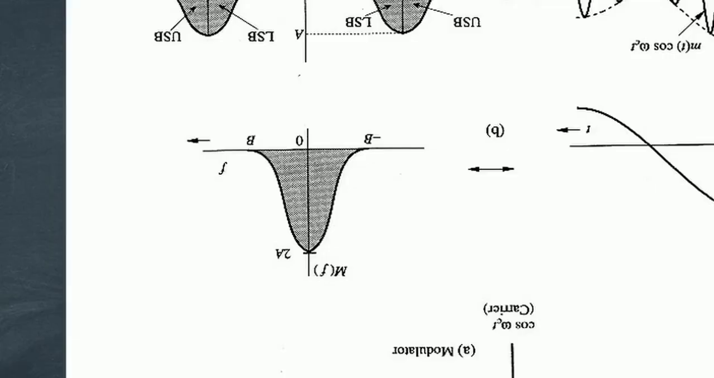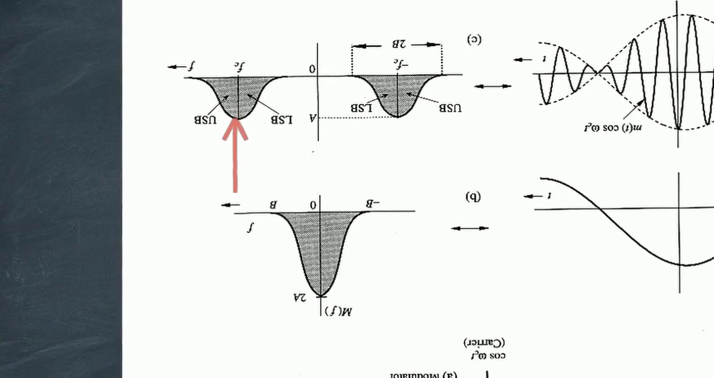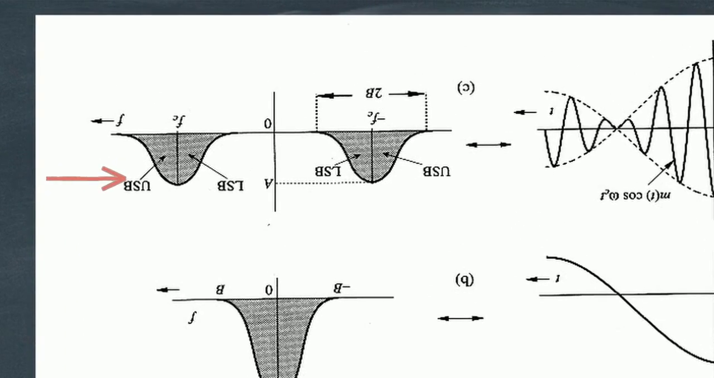To measure the multiplier's impact, we look at the frequency domain. Panel B charts our baseband spectrum M(f) between negative and positive B. Multiplication pushes the entire spectrum away from zero, relocating it to high frequencies, positive and negative fc. Notice the geometry. Each translated pulse contains an upper and lower sideband. Look at the zero axis at fc. The carrier generates no spike here, hence suppressed carrier.